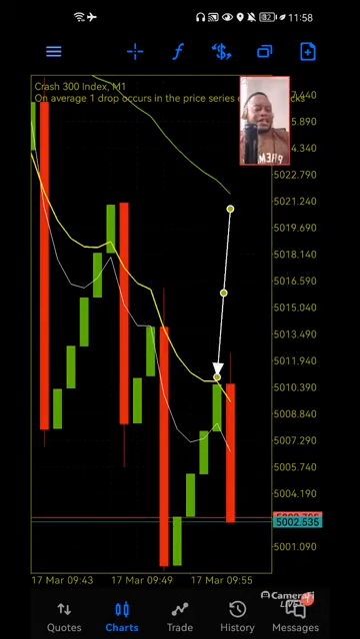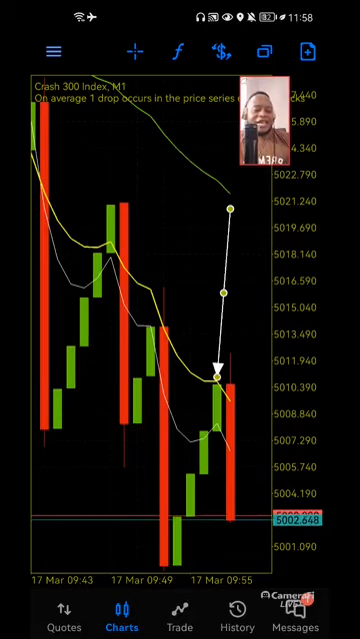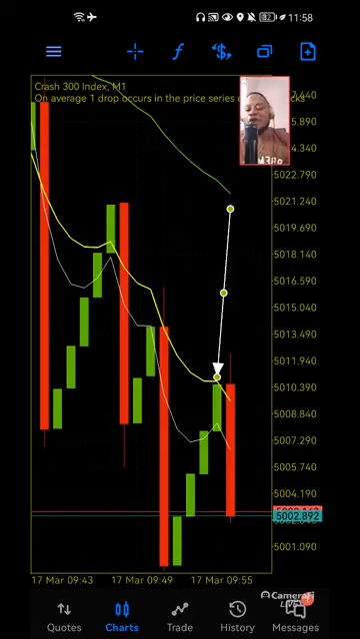As you can see, Crash 300, we get our spike. There it is. Our spike has just arrived without any problem.